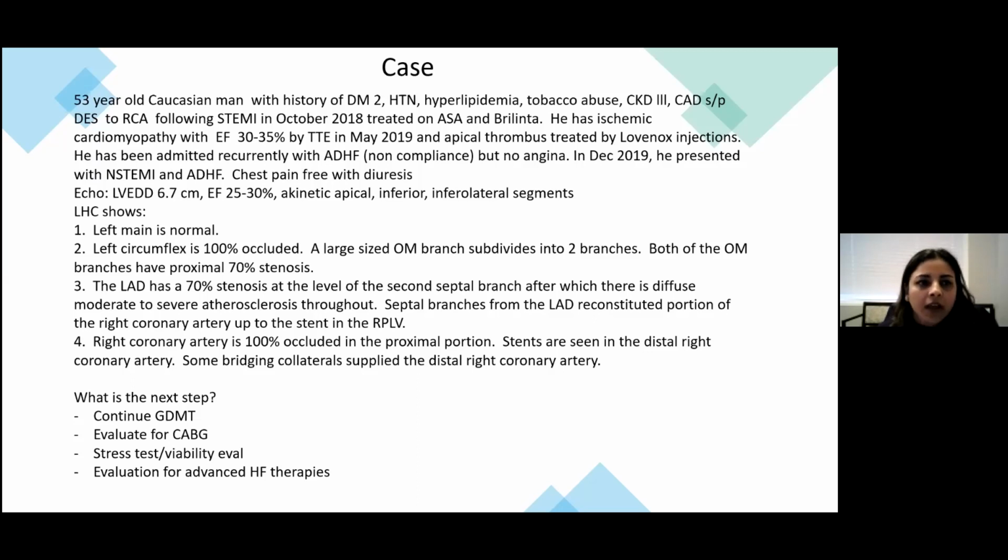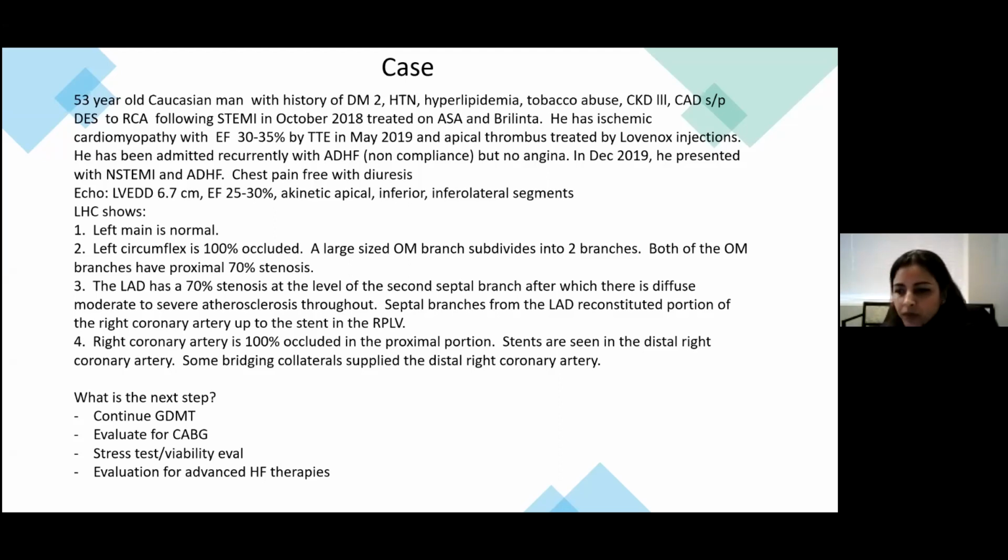So he's taken for left heart cath, and his cath shows normal left main. The circumflex is 100% occluded, with a large OM branch; both of the branches have 70% stenosis. LAD itself has 70% stenosis at the level of the second septal, after which there is diffuse disease. Septal branches of the LAD give some collaterals to the right side. RCA is 100% in the proximal portion. Stents are seen in the distal RCA, and some bridging collaterals are supplying the distal RCA.